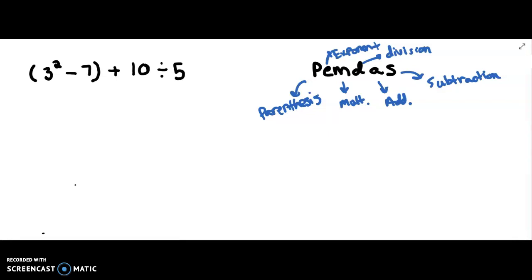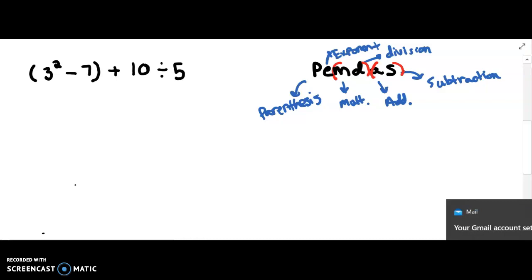Okay, and then the next thing we just need to talk about is these M and D, and then the A and S, they kind of go together. So once I get past the parentheses and exponents, and I get to multiplication or division, I go from left to right, like I'm reading a book. So whichever one comes first going left to right, that's which one I do.